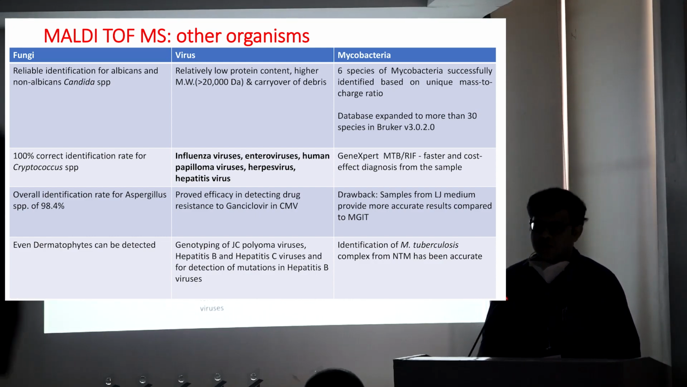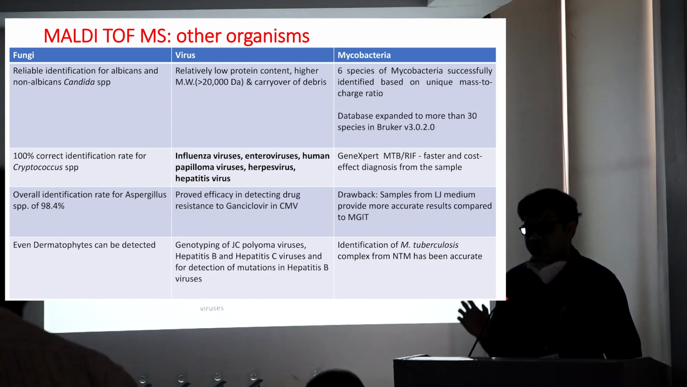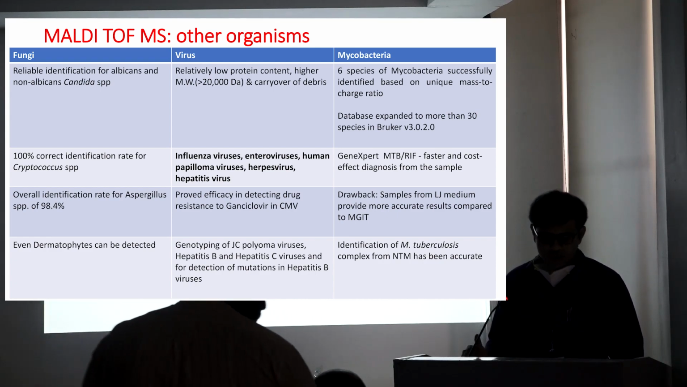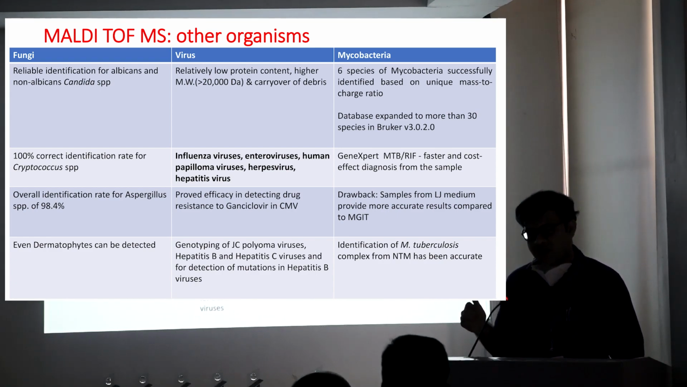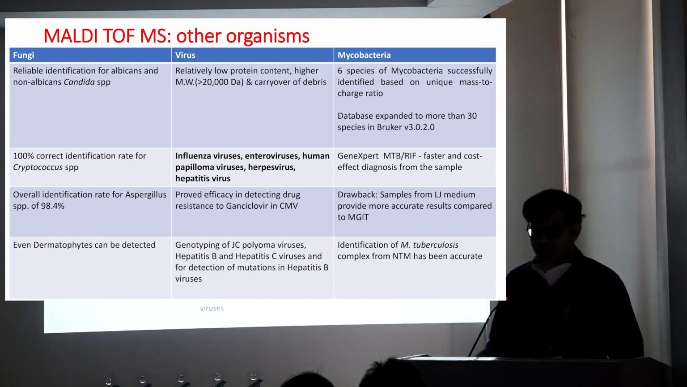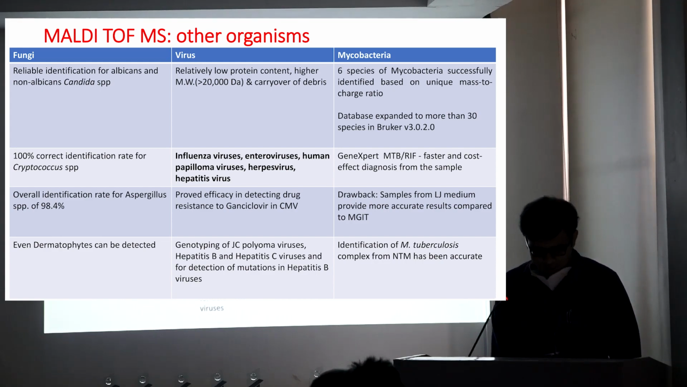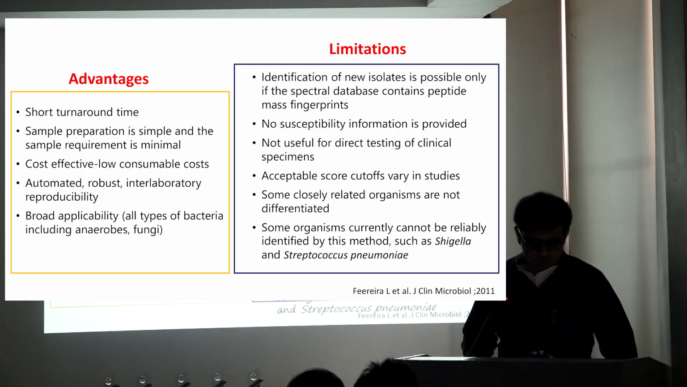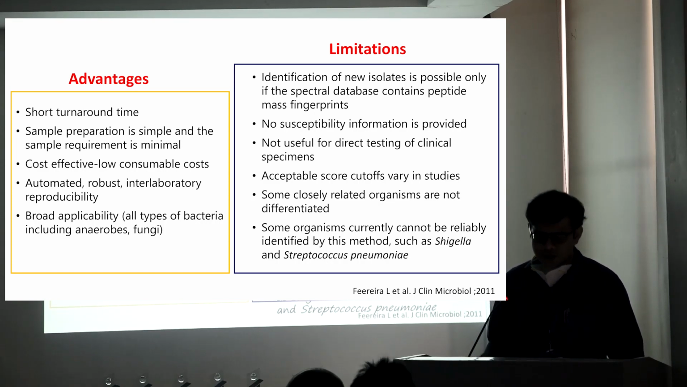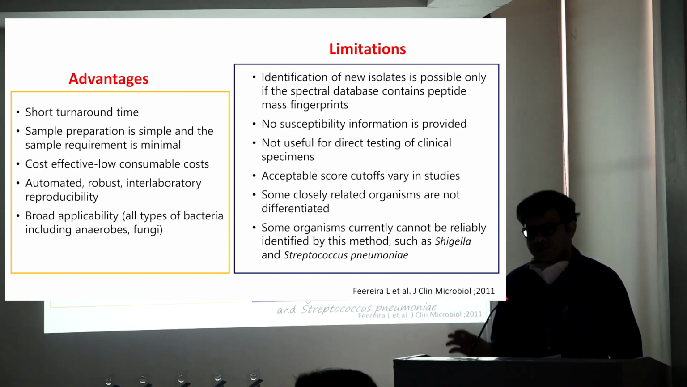So you can diagnose fungus, you can diagnose Candida auris. The first modality of this diagnostic innovation where you could diagnose Candida auris was MALDI-TOF. Now you can do it in your Vitek as well. So fungus, any virus, even mycobacteria, those can be detected by MALDI-TOF. Advantages include that it has a very short turnaround time, sample preparation is very easy, anyone can do it, it is cost effective, the cost of the machine is high but overall running cost is very low, and it has a broad applicability.